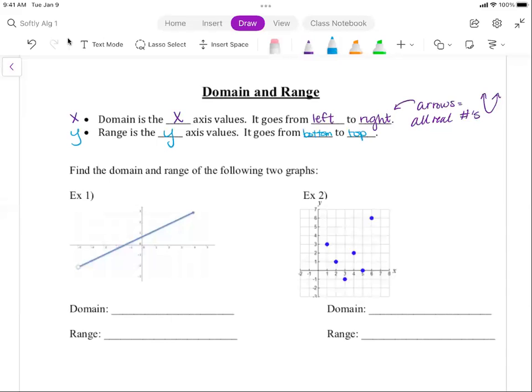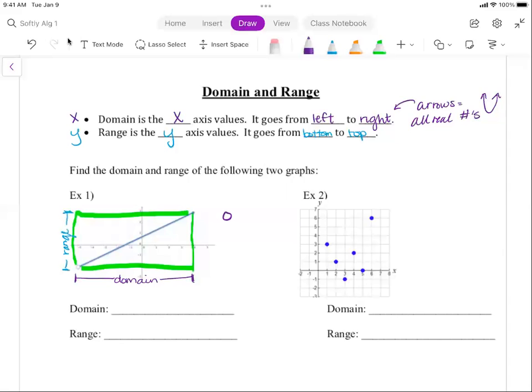It says on this one, find the domain and range of the following graph. On this one, I'm looking to see if I can fit it in a box, and I can. I like to draw a box around it because the numbers I'm going through are the numbers that I'm going to use. This number to this number is domain. And this number to this number is my range.